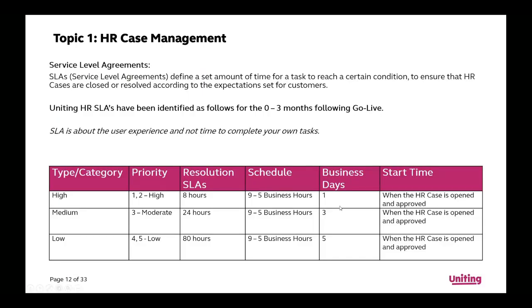There are certain resolution SLAs which have been identified as per this table for at least the first 3 months following go live. And depending upon the type of category and priority, the resolution SLAs have been clearly defined in the system. This is available to see even while we are working on the case in the system itself, in ServiceNow itself, but at any point of time, you can always refer to this table.